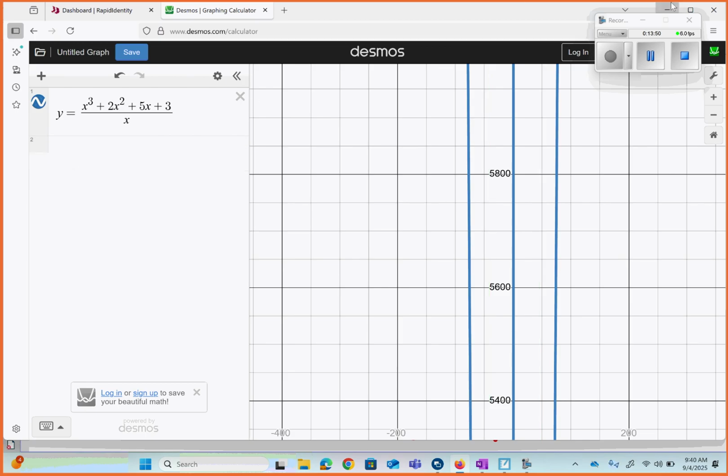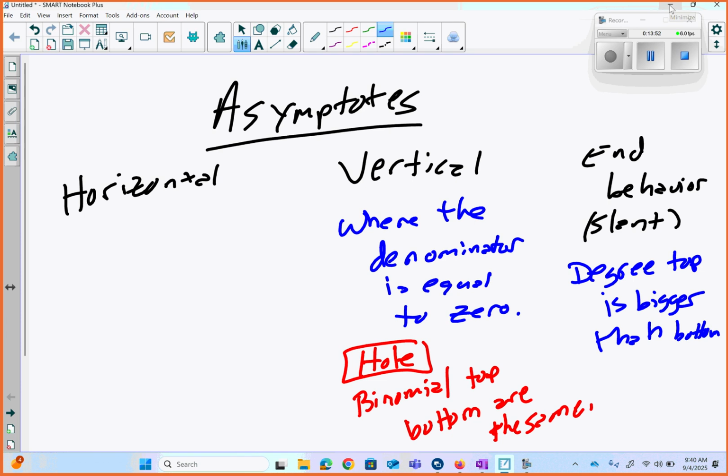But then the last one I want to talk about are the horizontal asymptotes. Okay? So the degree on top is equal to the degree on bottom.